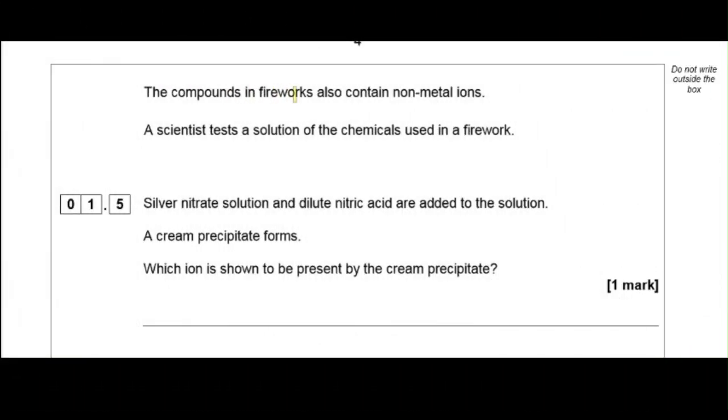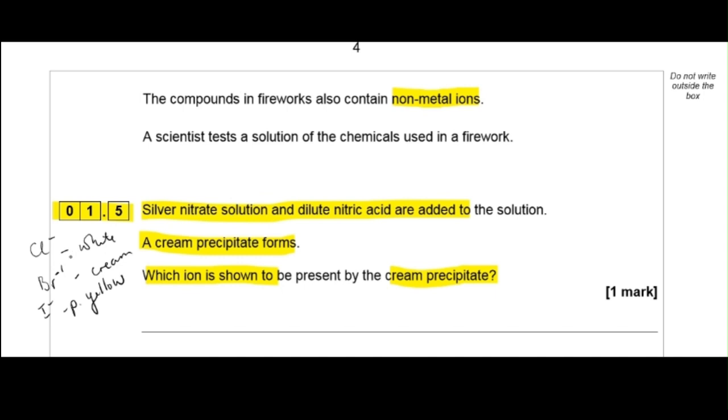The compounds in fireworks also contain non-metal ions. A scientist tests solution of chemicals used in a firework. 1.5. Silver nitrate solution and dilute nitric acid are added to the solution. A cream precipitate forms. Which ion is shown to be present by the cream precipitate? This is the classic halide ion test where chloride ion gives white, the bromide is cream, and the iodide is pale yellow. So we're looking for a cream precipitate, so we write bromide or Br-.